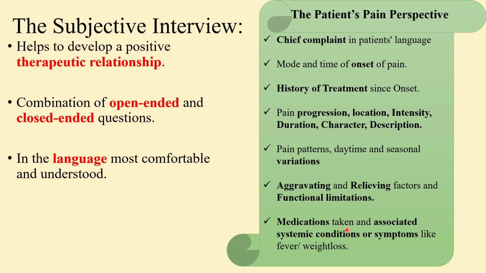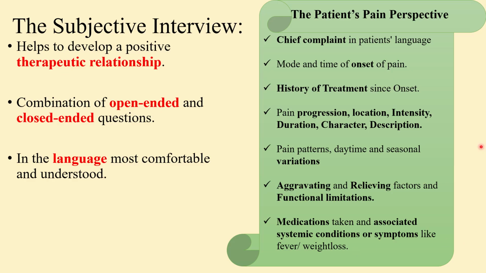And finally, we need to understand what medications the person has taken, and if along with pain, there is any associated systemic condition or symptom present, like if there is a fever or a weight loss, we need to understand that, because it gives us an idea if there is any systemic infection that is associated, like tuberculosis or any other bacterial or viral infection that we need to look into.